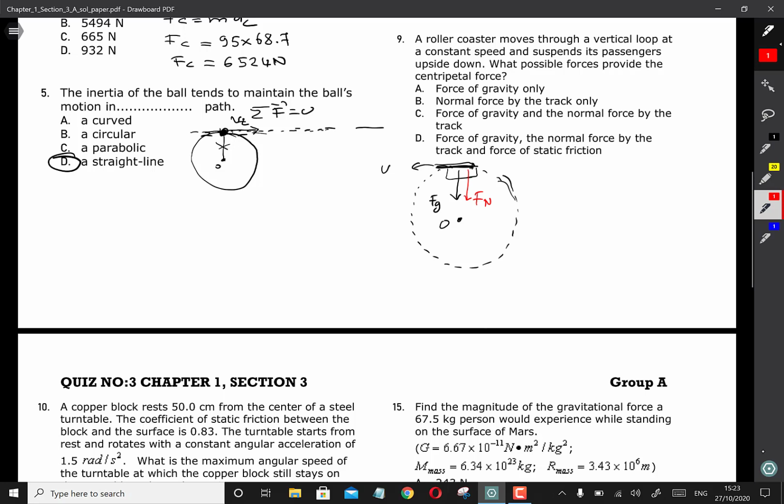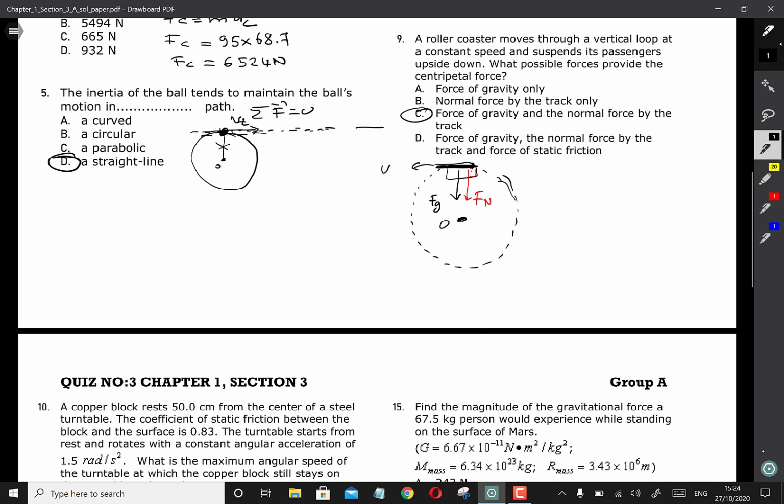Why is the normal force like this? Because normal force is always perpendicular to the contact surface. The contact surface in here is horizontal, so normal force must be vertical, downward. So both are pointing to the center of the circular path. That's why both can provide centripetal force in here: gravitational force, force of gravity, and normal force by the track. So the choice is going to be C.